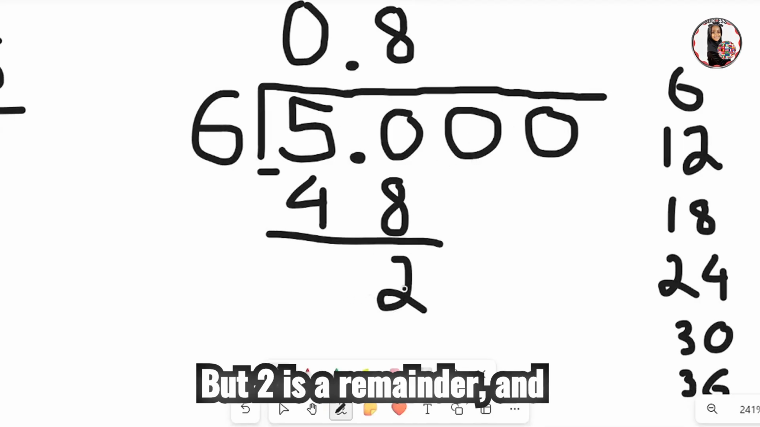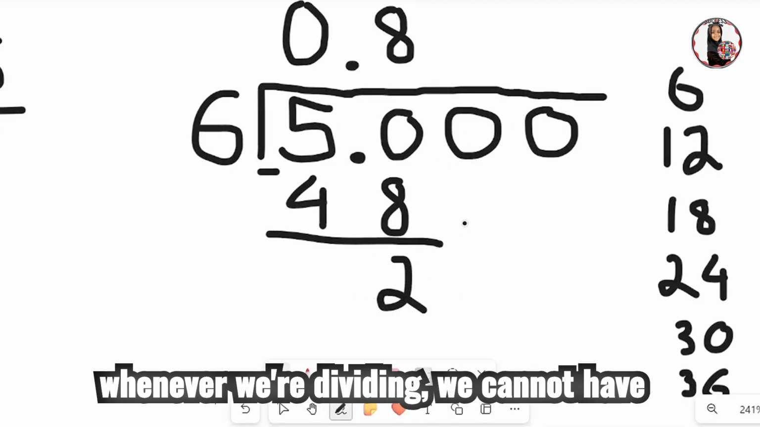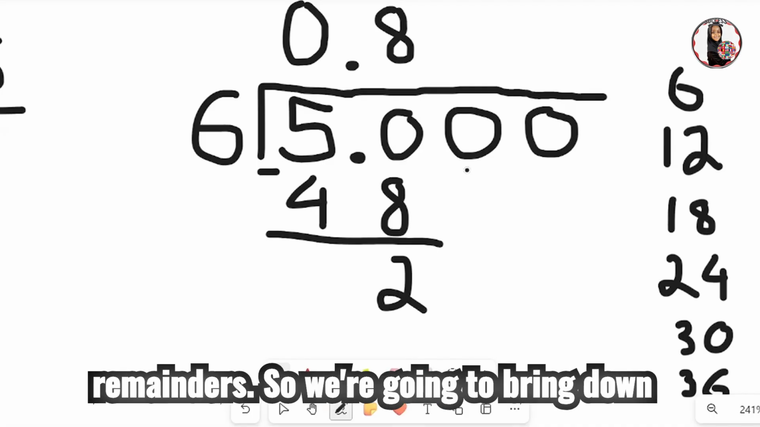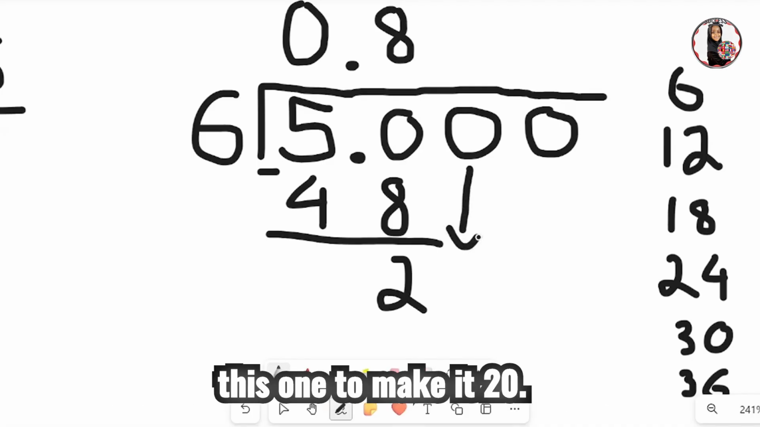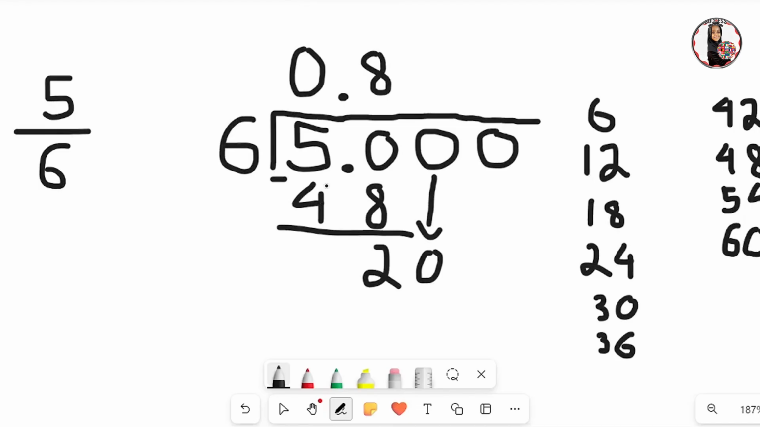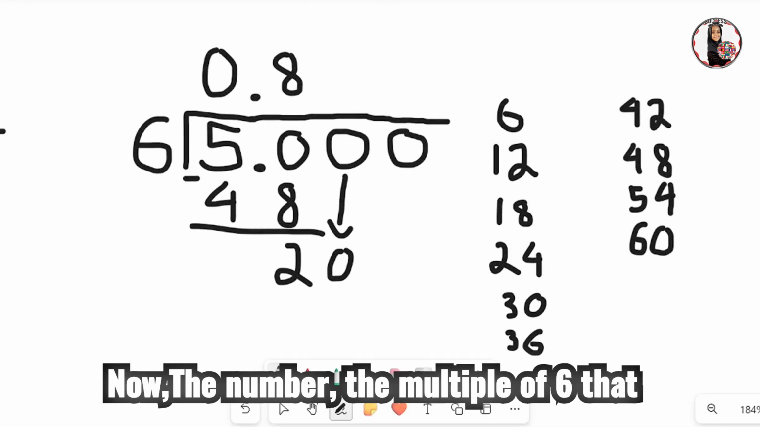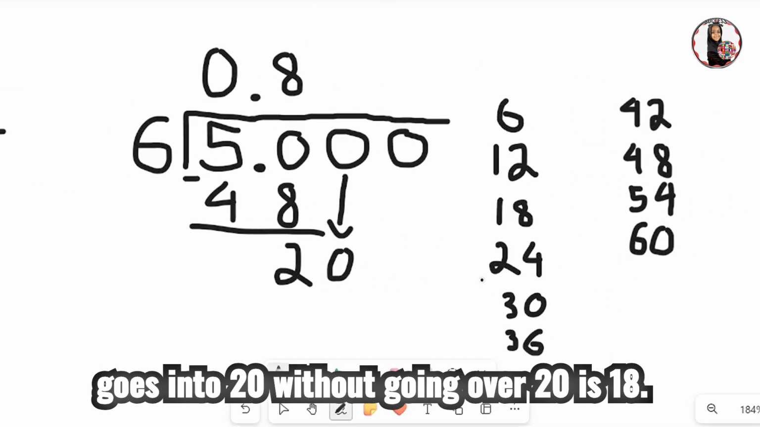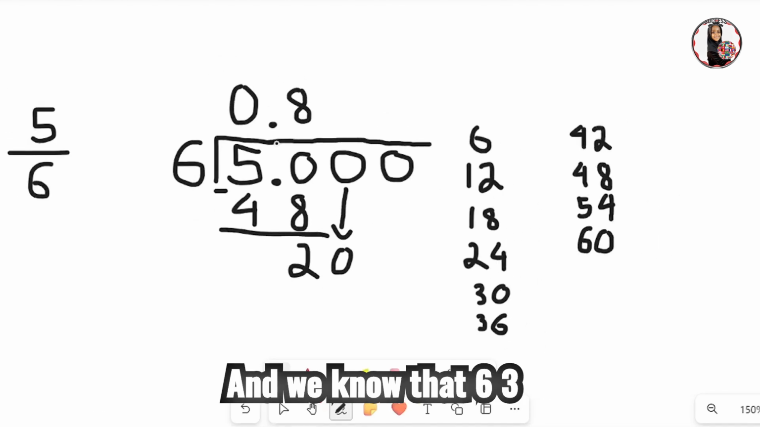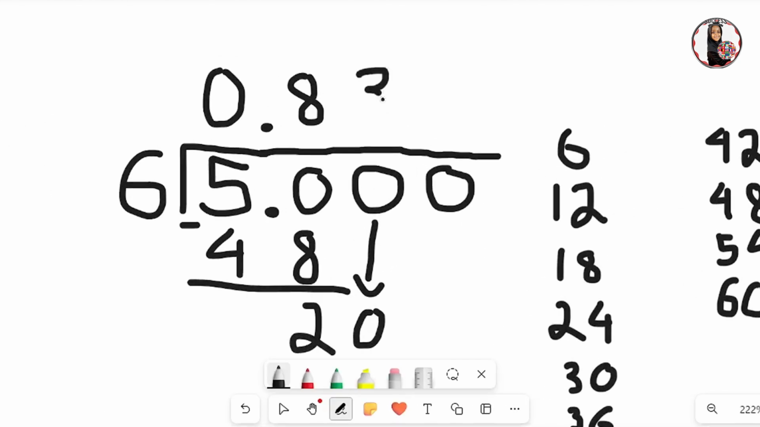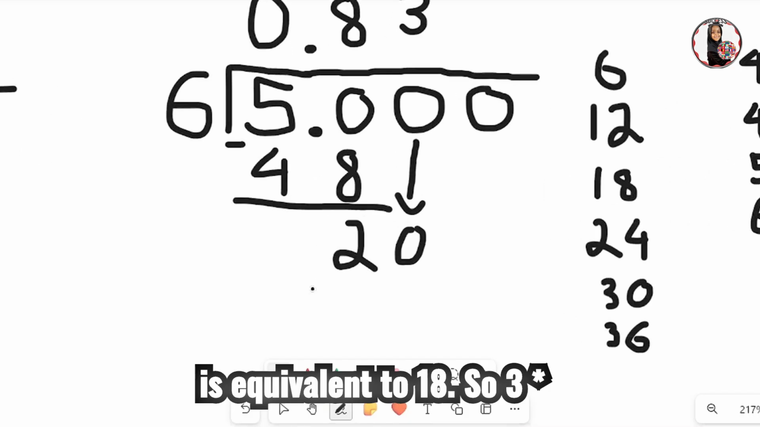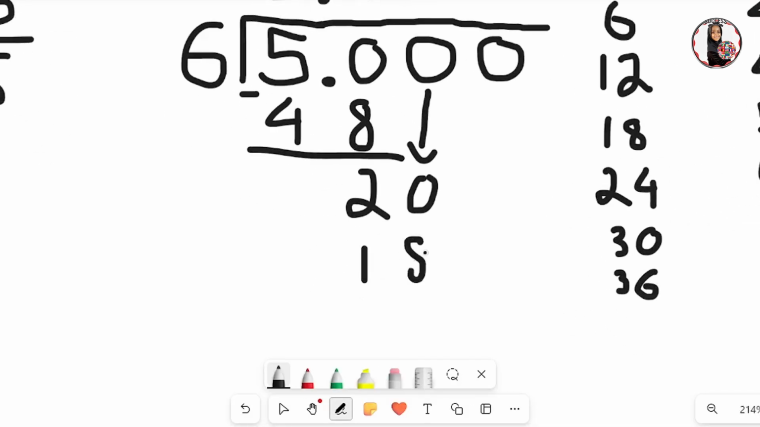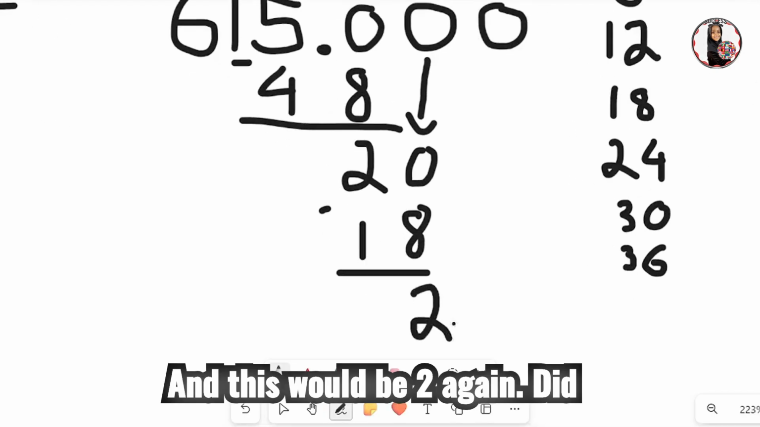But 2 is a remainder, and whenever we're dividing, we cannot have remainders. So we're going to bring down this 0 to make it 20. Now, the multiple of 6 that goes into 20 without going over 20 is 18. We know that 6 times 3 is equivalent to 18, so 3 times 6 is 18. And this would be 2 again.